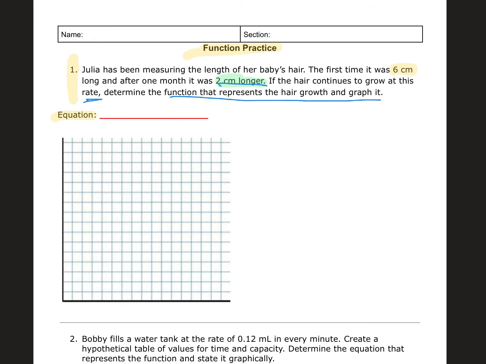So remember we're looking for our rate of change. Oh, sorry, we're looking for our slope or our rate of change. And we are looking for our y-intercept or starting point. Well, my slope, my rate of change, is right here. It's 2 centimeters longer. So my slope is 2. My y-intercept is my starting point, and it was 6 centimeters long at the beginning. So we'll take 6.